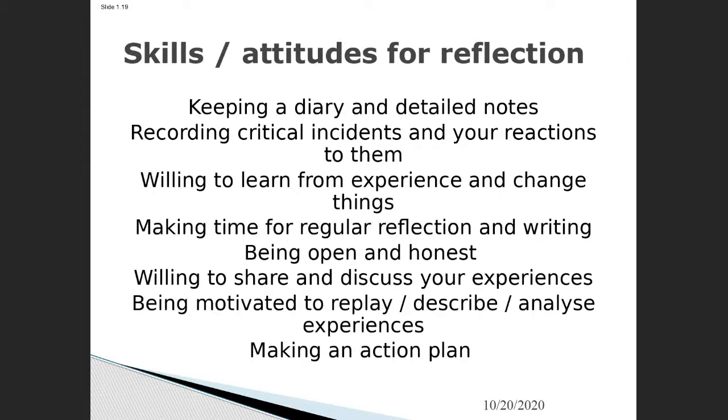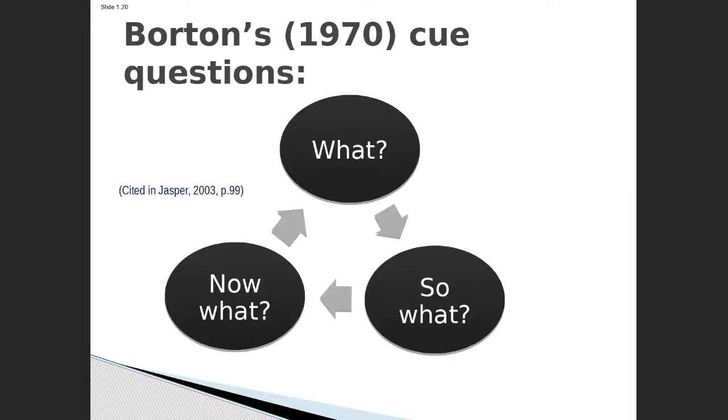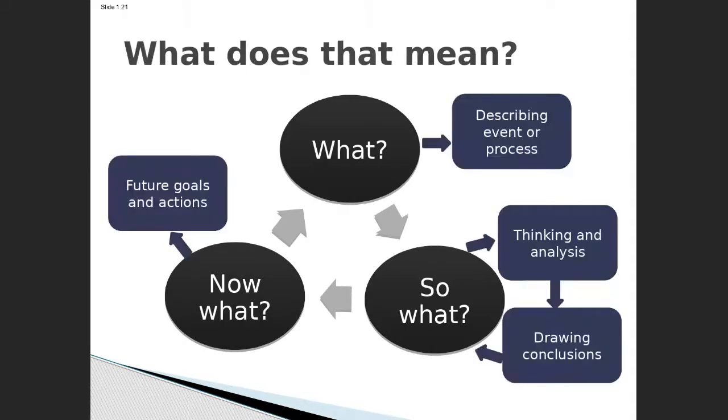What are some skills and attitudes for reflection? Keep a diary at all times. Record critical incidents. Make time for regular writing and reflection. Be open, vulnerable, and honest. So Borton's model is very similar. What, so what, now what. What is the event? You describe the event. So what, you think and analyze about it, analyze the event, and draw conclusions from it. And now what is looking forward.